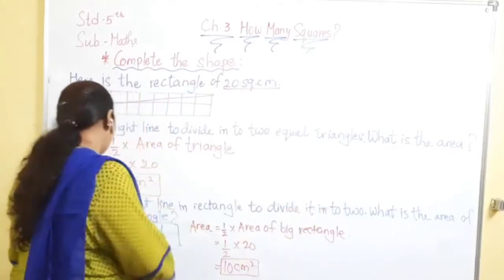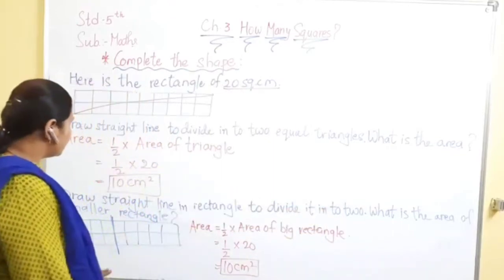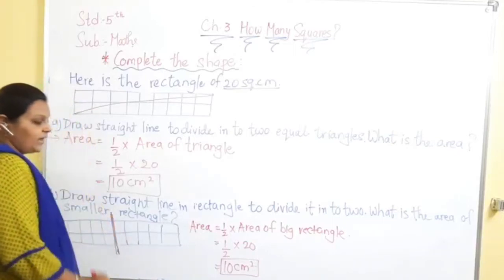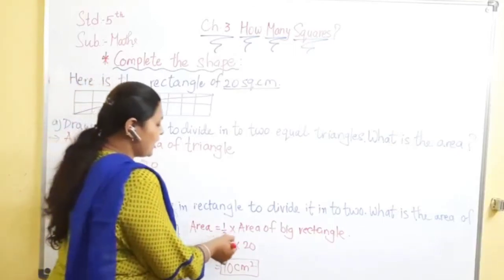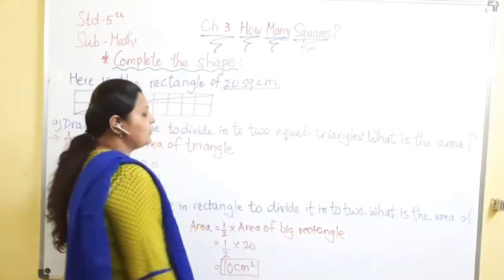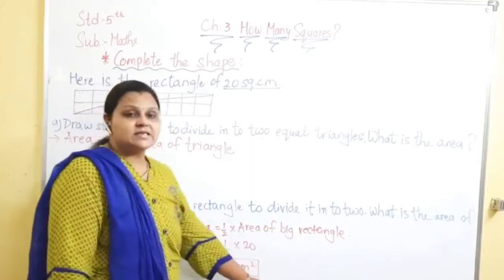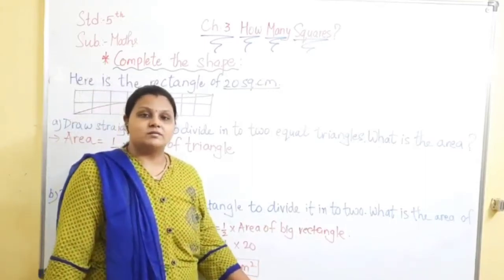Second question, draw a straight line in a rectangle to divide it into two parts. What is the area of the smaller rectangle? So here we have divided by drawing this line, and area is equal to half multiply area of big rectangle. So half multiply 20, that is 10 centimeter square.